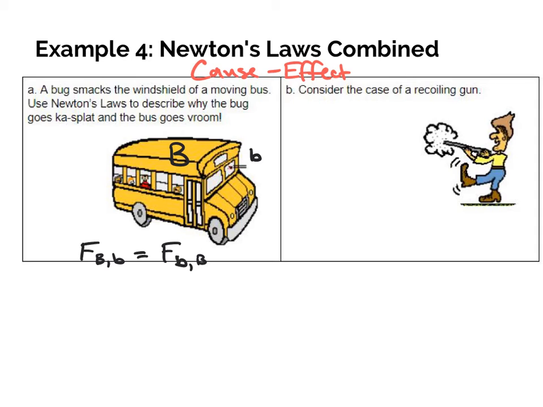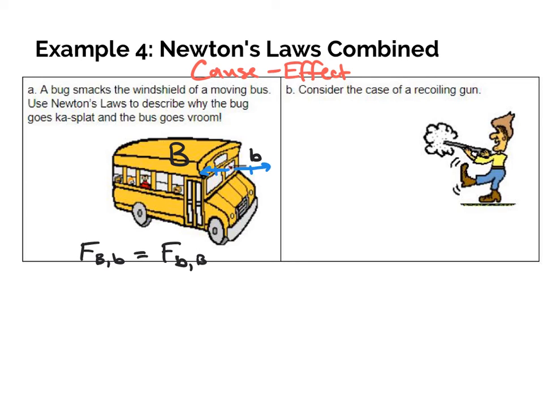Again, if I were to draw this with a blue arrow, the bus is going to apply a force forward on the bug, and the bug is going to apply a force backwards on the bus. These two forces are equal and opposite, equal in strength and opposite in direction. Now here's the only thing. Cause and effect tells us this, that when the bug hits the windshield, the bug goes kasplat.